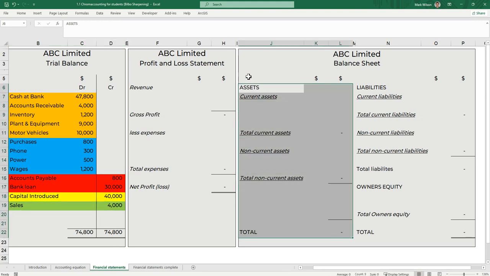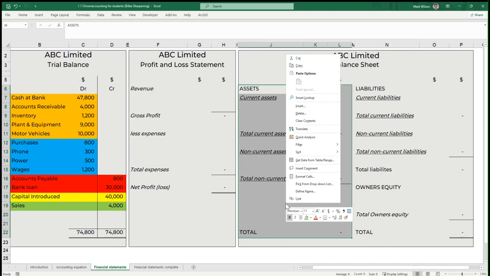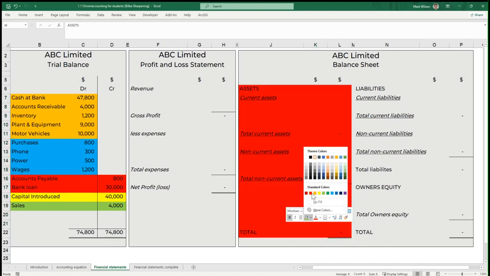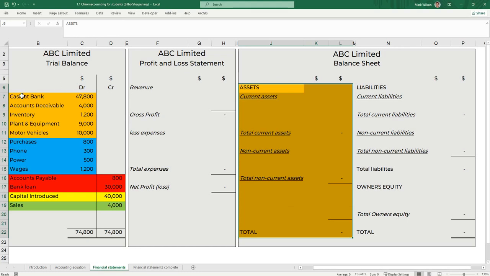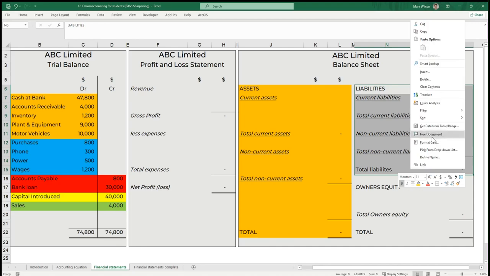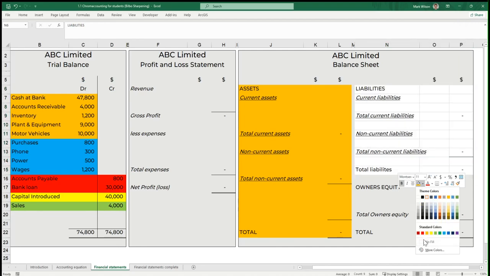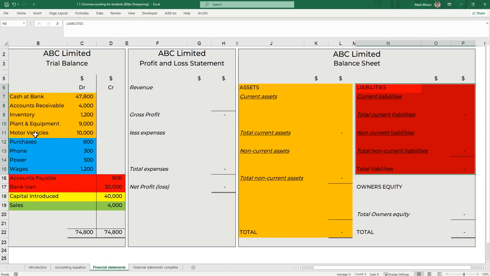What I can do now, because we've done all of the other videos in Chromaccounting, we know that all of our assets, from assets down to total, is orange. So I know that these 5 accounts here are going to go somewhere within my assets side of my balance sheet. I know that my liabilities are all red. So I know that the red items from my trial balance, accounts payable and bank loan, are going to go somewhere within my liabilities section of my balance sheet.